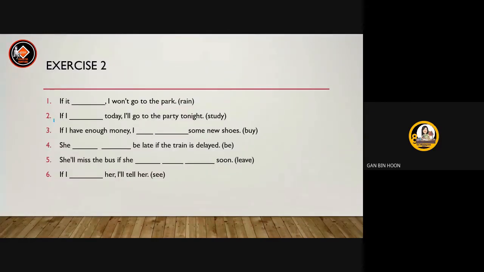Let's look at exercise now. Okay, for this one, 1 to 6, you have to answer. I'm going to ask everybody to answer. So I'm going to on your mic and then you have to answer. Okay, number 1, if it, I will not.